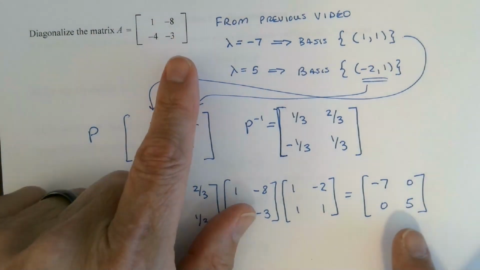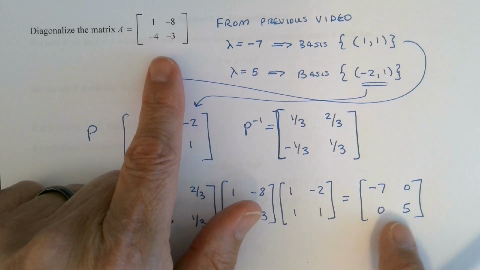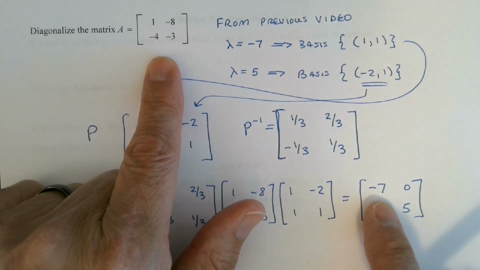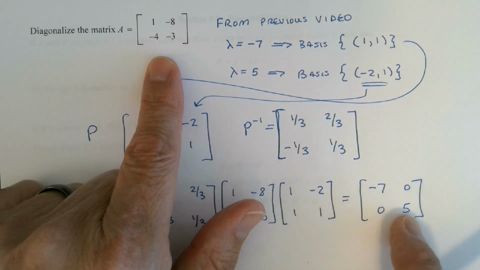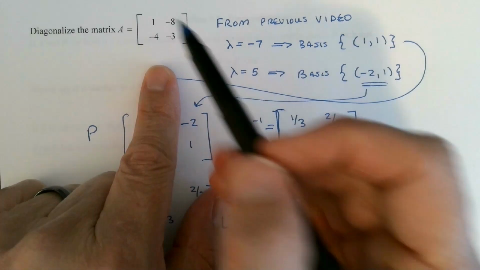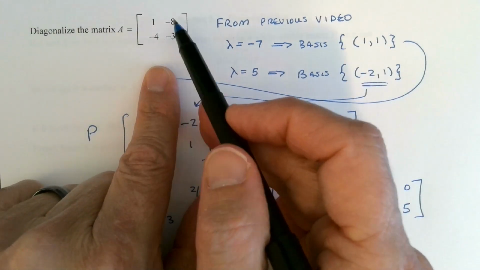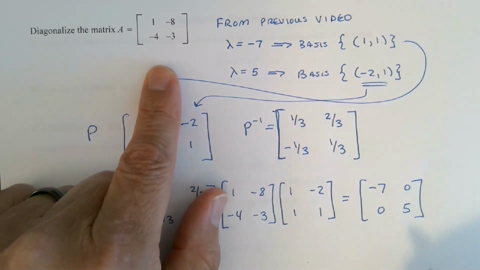You can confirm now the similarity properties. For instance, you can take the determinants of both of these matrices and they should be the same. We said that would be the case, right? And the determinant of this matrix is clearly what? Just the product of the main diagonal entries, which is -35. The determinant here is what? -3 minus 32. That's -35.